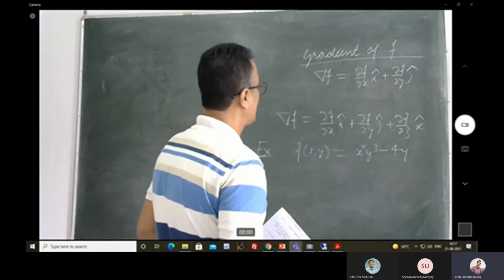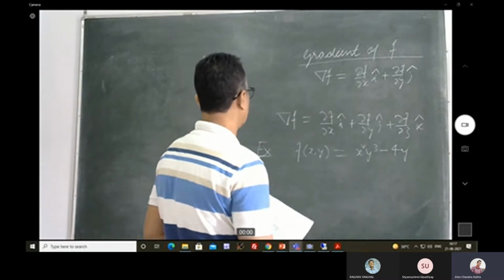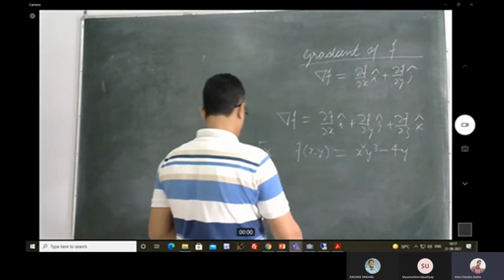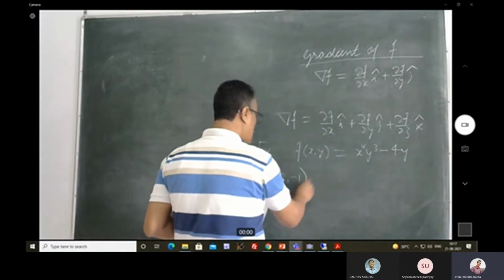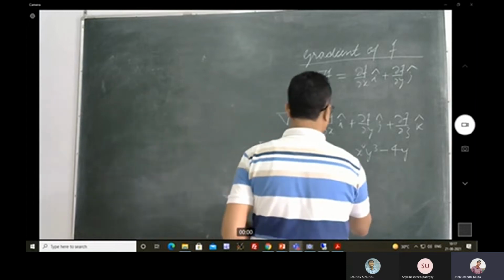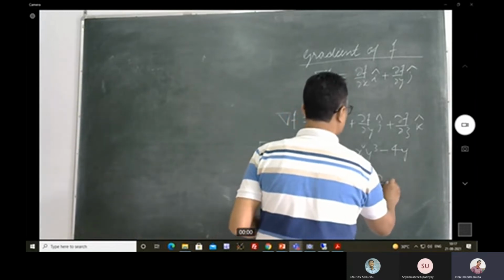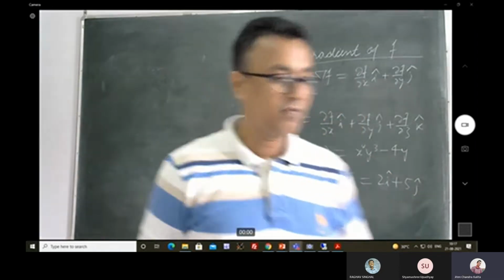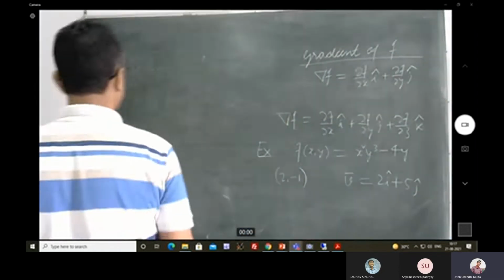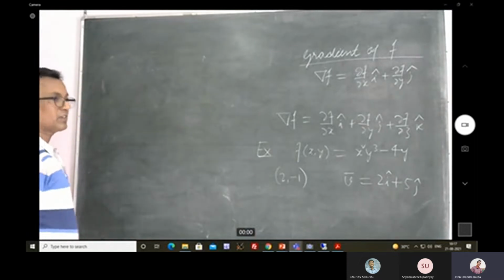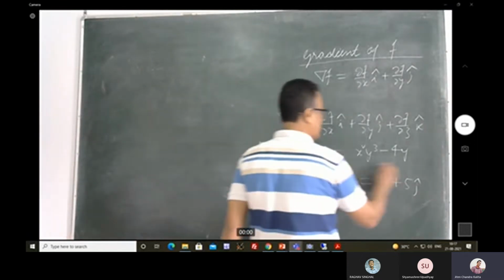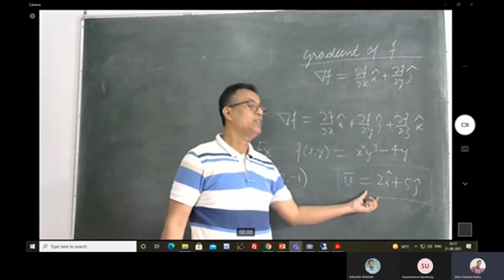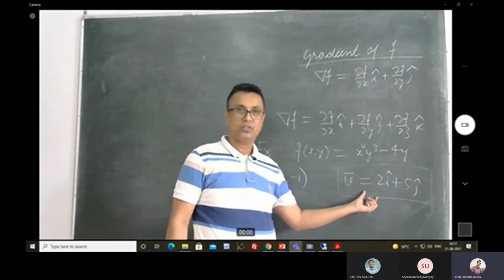What you have to do is find the directional derivative of f at the point (2, -1) in the direction of the vector v equal to 2i plus 5j. Remember, whenever we try to find a directional derivative, the first task is to find a unit vector out of that given direction.